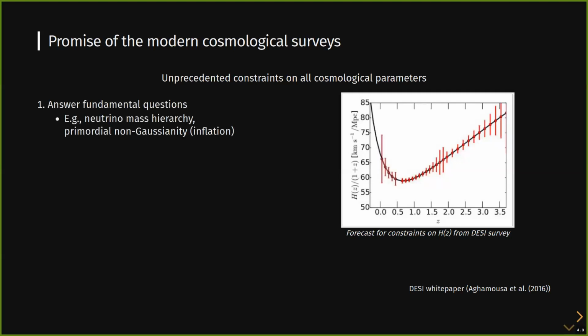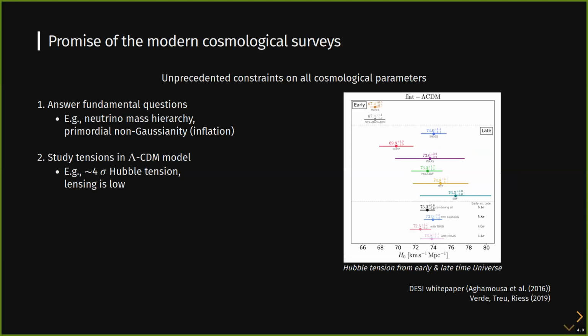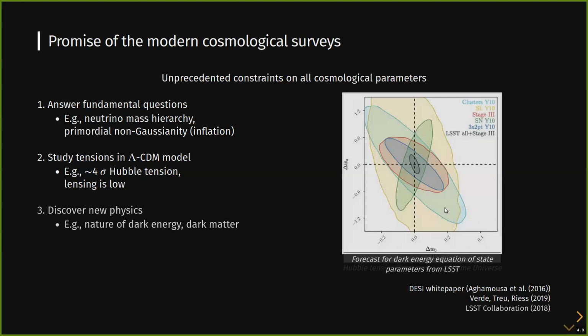So high precision like this will allow us to answer fundamental questions. For example, neutrino mass hierarchies, constraints on primordial non-Gaussianity for inflation. It will also allow us to study some of the tensions in the lambda CDM model itself. For example, the Hubble tension, where constraints on the Hubble parameter from cosmological probes disagree up to like 4 sigma level with some of the late time probes calibrated against Cepheids. And all of this sets the stage for discovering new physics, for example, the nature of dark energy and dark matter.